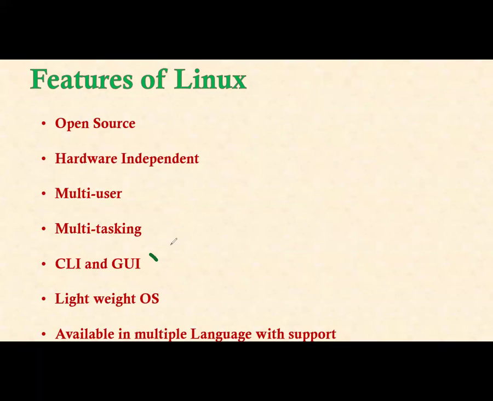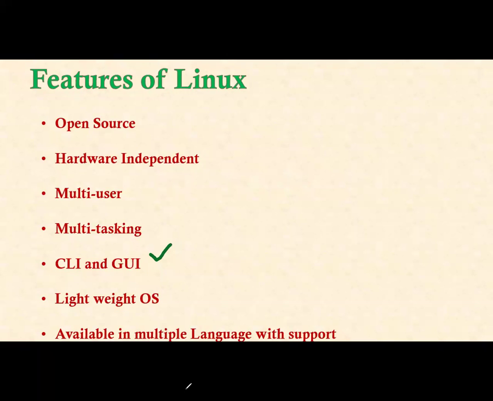Now, CLI and GUI. CLI is command line interface. GUI is graphical user interface, isn't it? Command line interface and graphical user interface. Windows servers are CLI as well as GUI. Linux servers are CLI and GUI. But Windows servers are famous for graphical user interface and Linux servers are famous for command line interface.